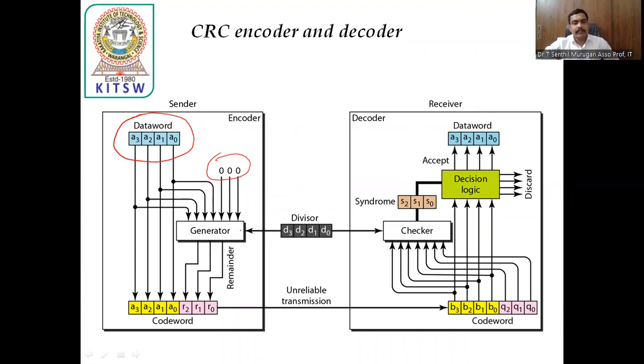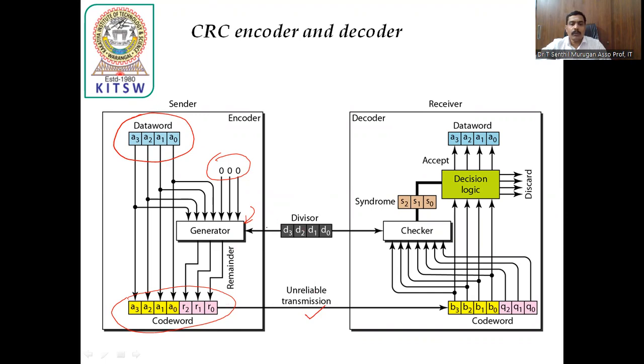Why? Because the generator will generate some codes, that is the code word. So what is the code word? Data word plus redundancy bits. That is considered the code word. So here 3 redundancy bits are added to the 4 data bits, totally 7 bits are transmitted.